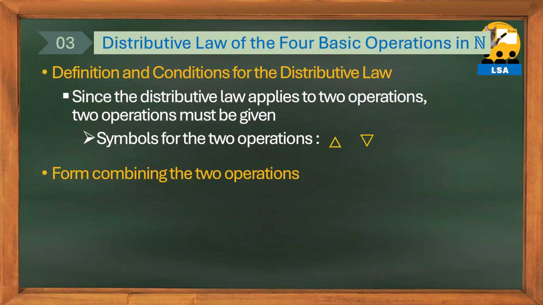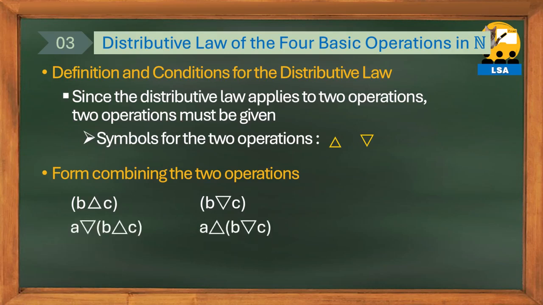Among the 2 given operations, we determine which operation to perform first. Since there are 2 operations, there are 2 cases. These are the cases of performing the triangle operation first and performing the inverted triangle operation first. The operation performed first is sometimes distinguished as the first operation, and the remaining operation as the second operation. After performing the first operation, we perform the remaining operation, and there are 2 cases here as well.